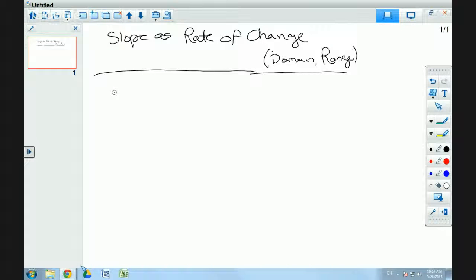Okay, so we're talking about slope as a rate of change. The first thing I need to address is domain and range. And then tomorrow we'll also address what is a function. Hopefully you've seen those before, so it's fairly straightforward.